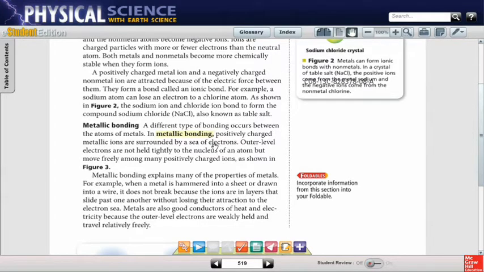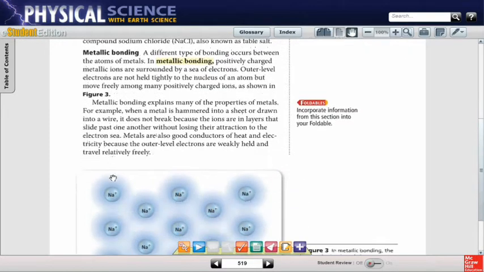Okay? Outer level electrons are not held tightly to the nucleus of an atom, but move freely among many positively charged ions, as shown in figure 3. There it is. So those electrons are just floating around here, and these are all ions. So each one of these sodium spit out an electron, and they're just looking for a place to go. They haven't gone anywhere yet. Okay?